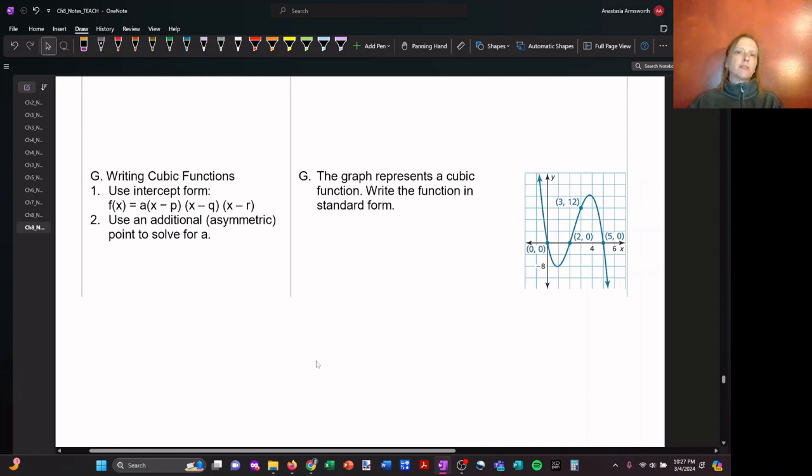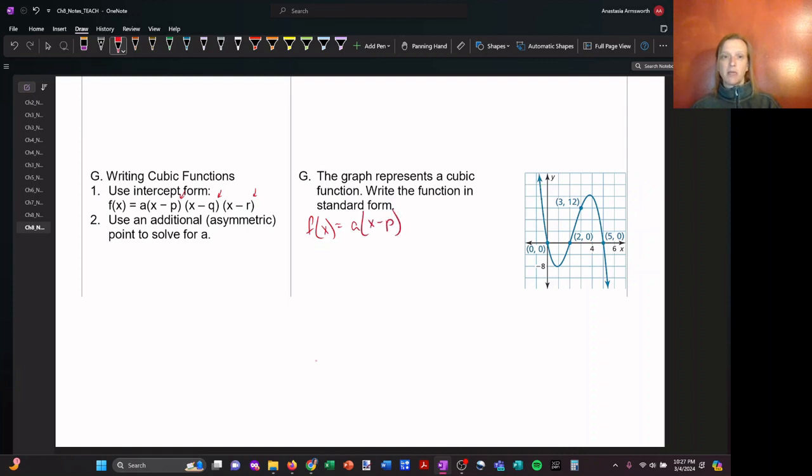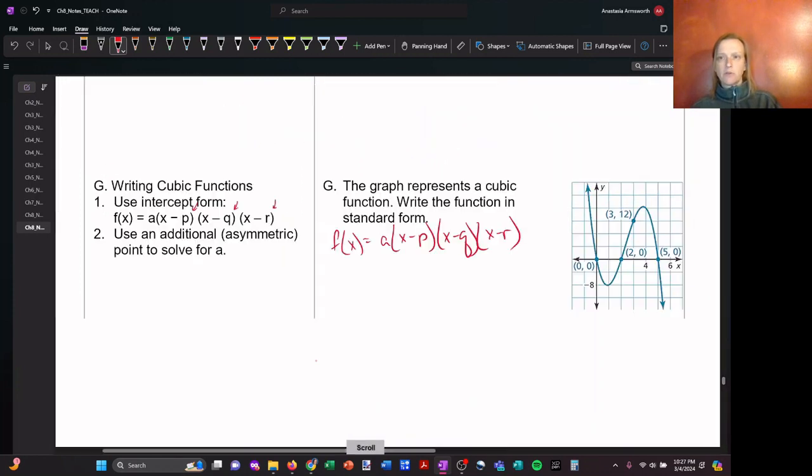This graph here represents a cubic function. Write the function in standard form. Just like we did with the parabolas, we can use intercept form. It's just that when you have a cubic function, you can have up to 3 zeros in your graph. So I can write this cubic function as a times x minus p times x minus q times x minus r. Here are my 3 zeros.